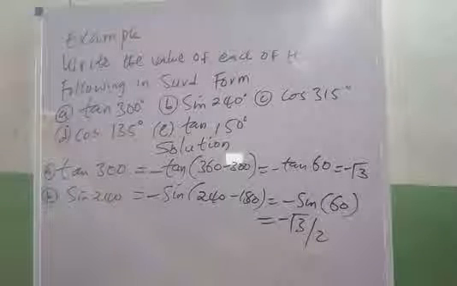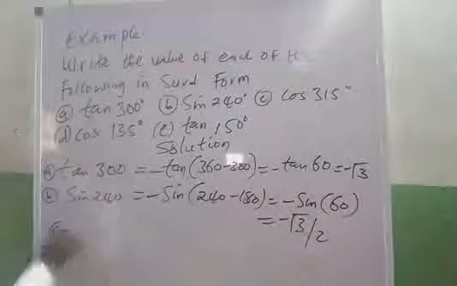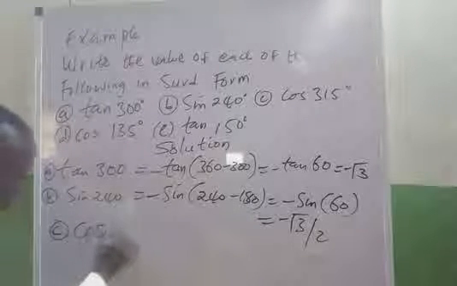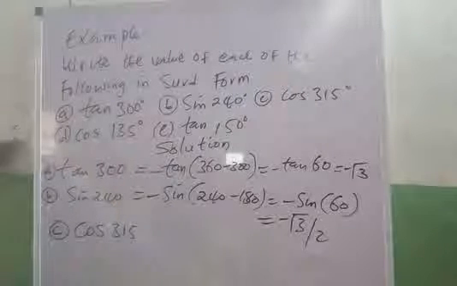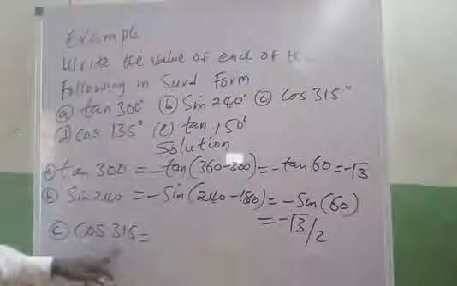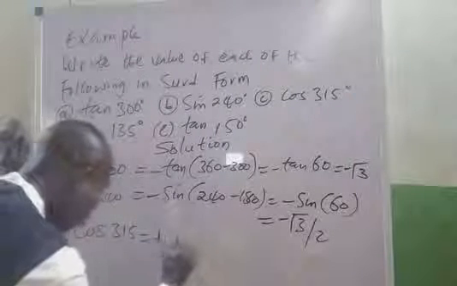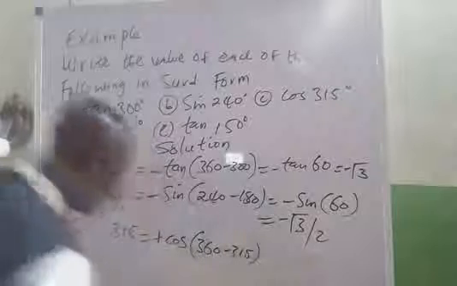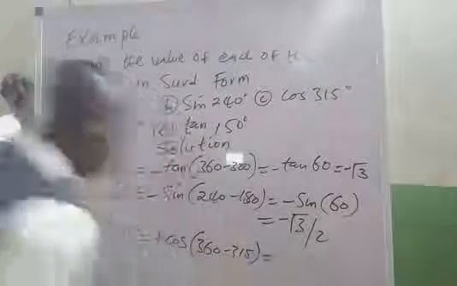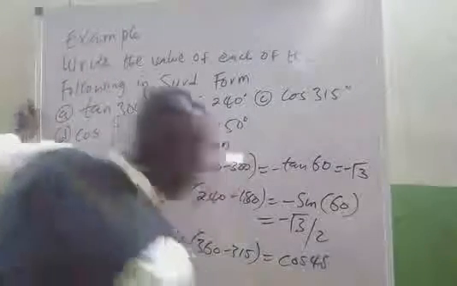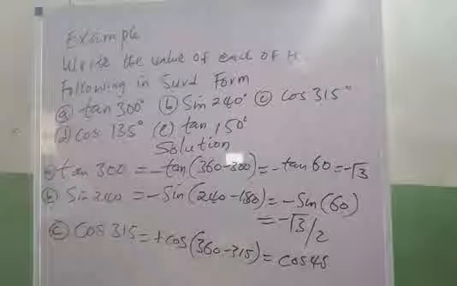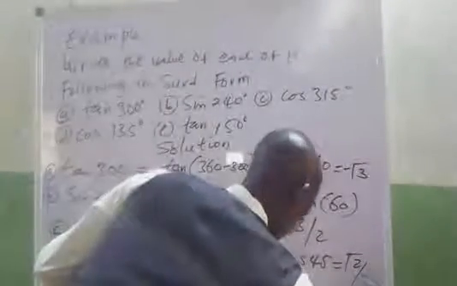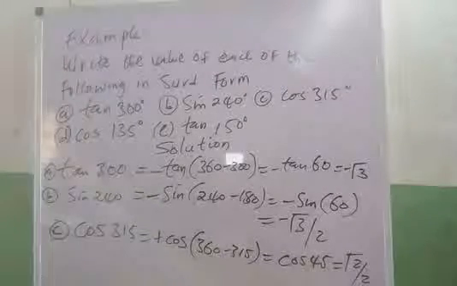Then the next, C. We have cos 315. Cos 315 is in the fourth quadrant, and cos is positive, so it's plus cos. In the fourth quadrant, we subtract 315 from 360. And this is the same thing as cos 45. What is cos 45? Cos 45 is root 2 over 2.